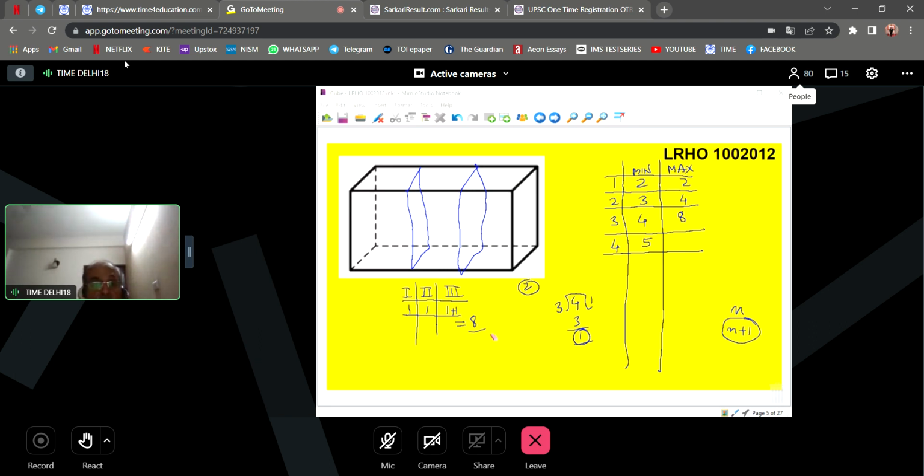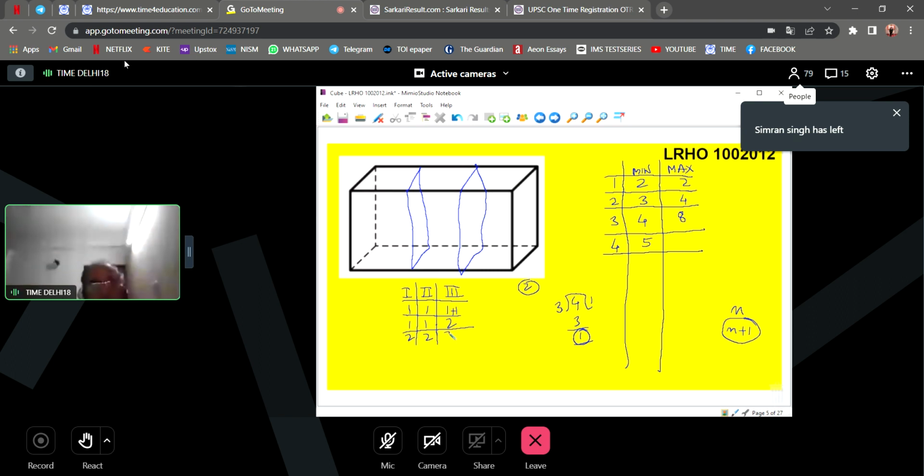Now, how many pieces do I get? How many cuts have I applied? I've applied one cut here, one here, and 2 cuts here. How many pieces will I get? I'll get 2 pieces along this, 2 pieces along this, and 3 pieces along this. 2 twos are 4, 3 fours are 12.